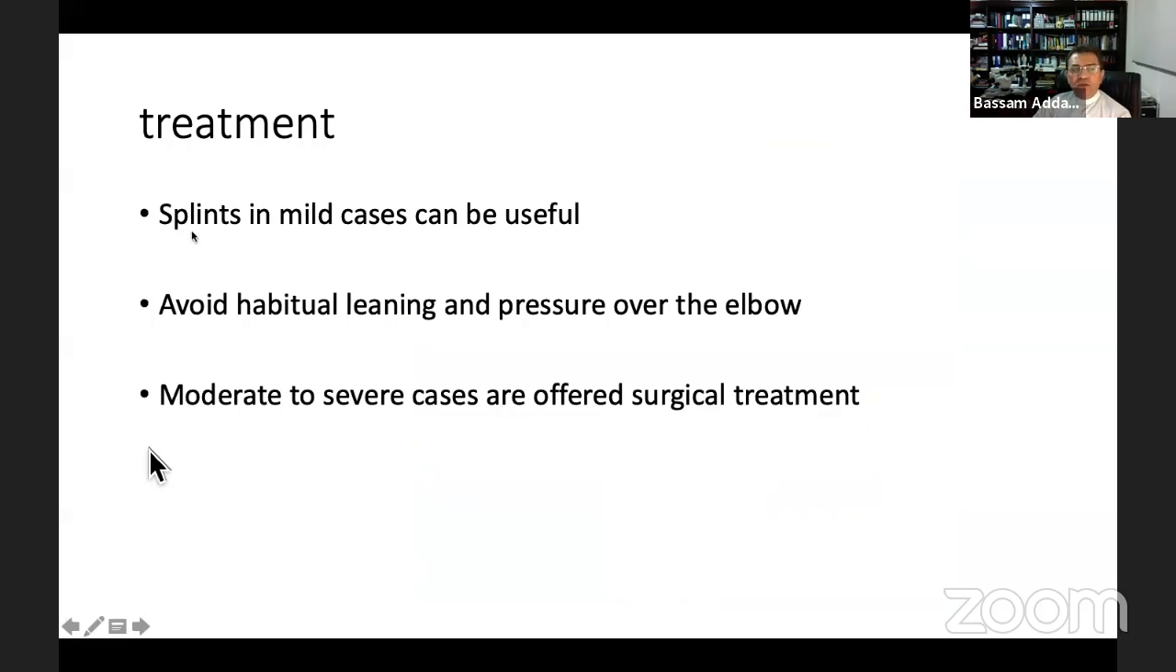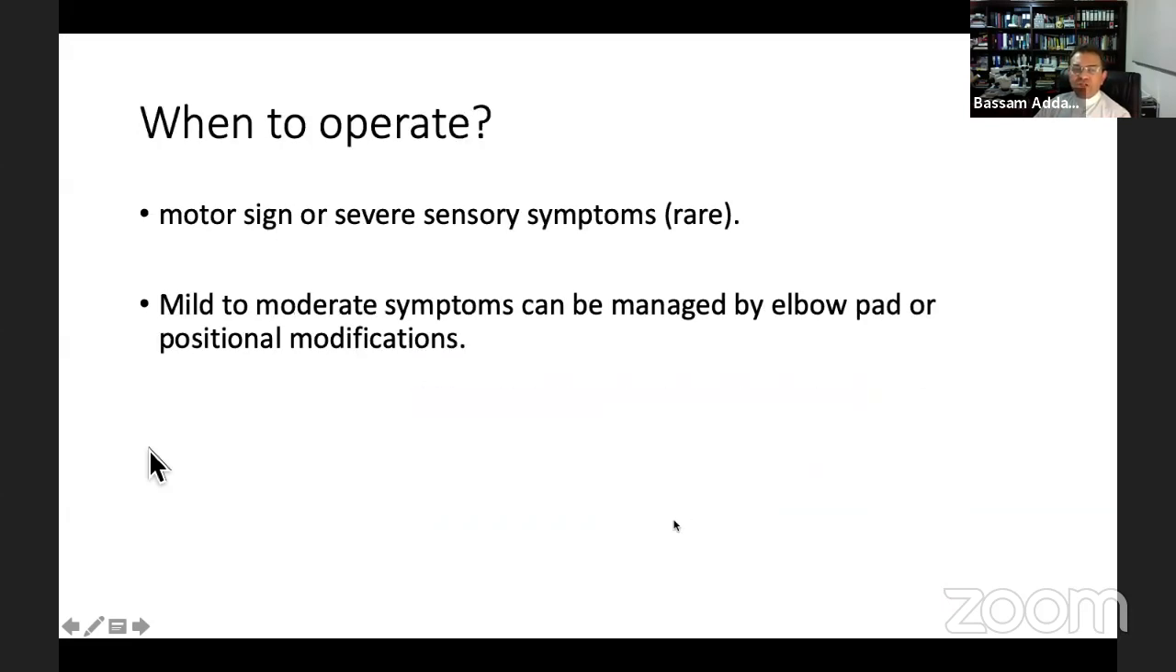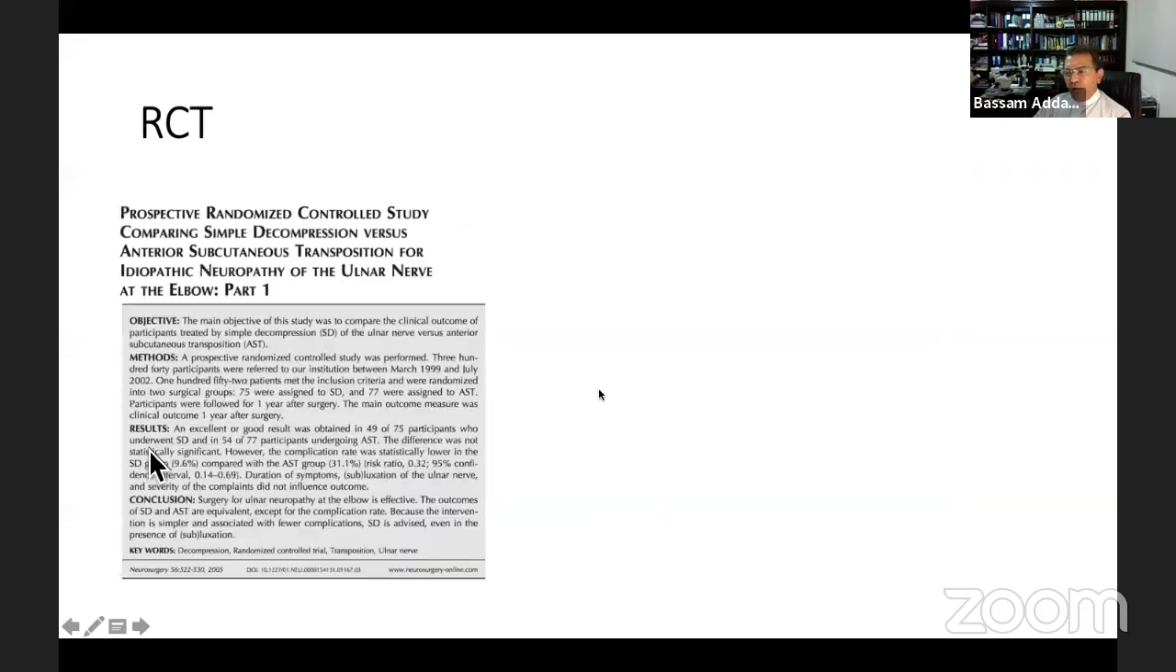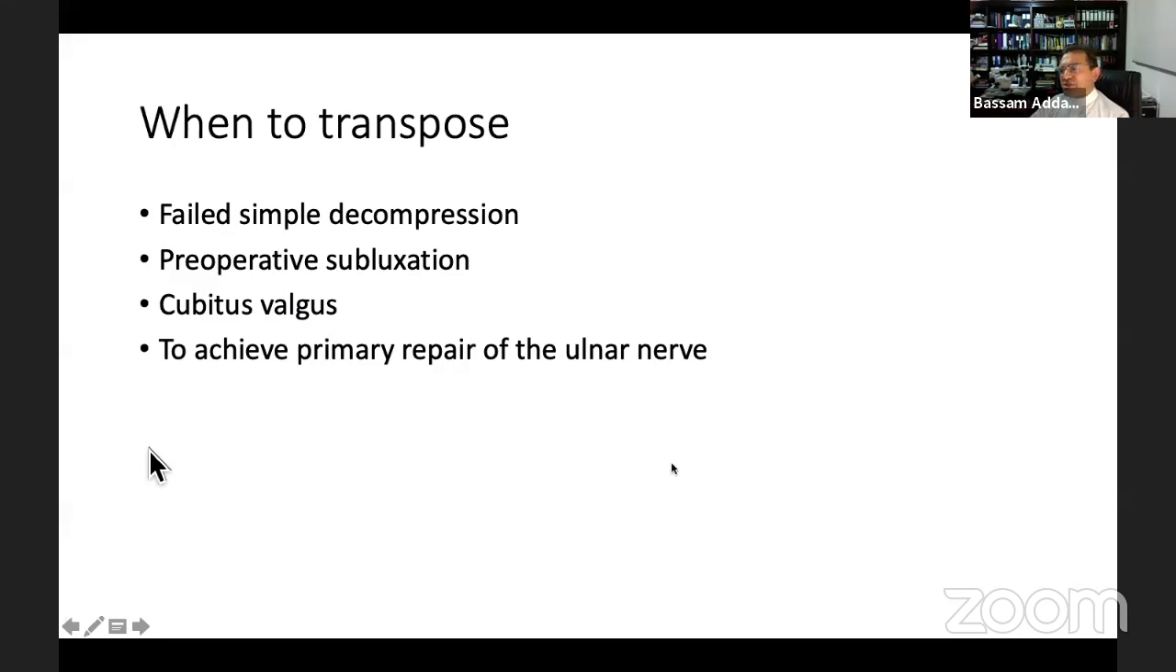Now, you can use a splint in mild cases, and it works the majority of the time, and ask the patients to avoid the habitual leaning and pressure over the elbow. Moderate cases deserve a surgical intervention. And what we usually do is a simple decompression. We have so many randomized controlled trials that show that simple decompression is superior to transposition.